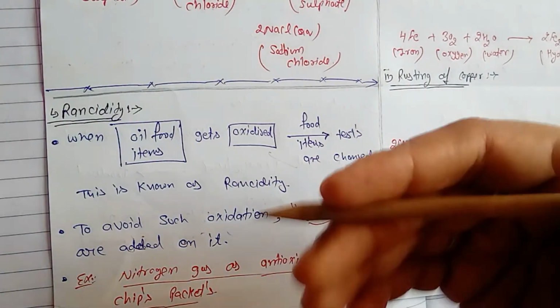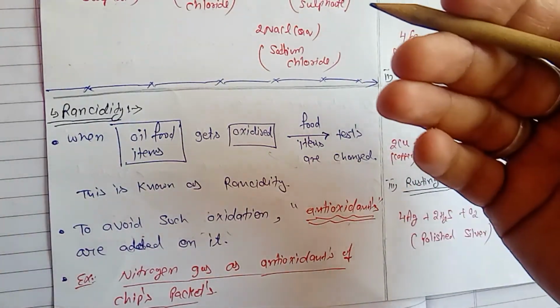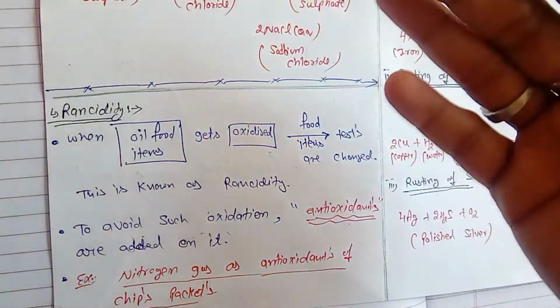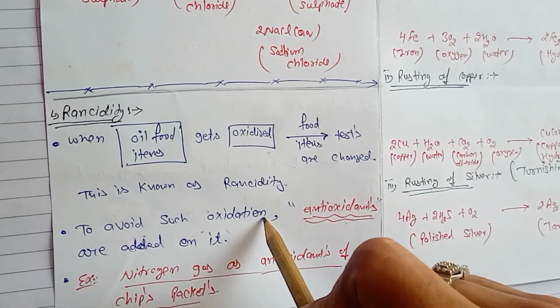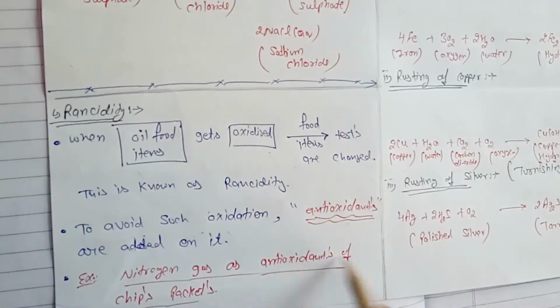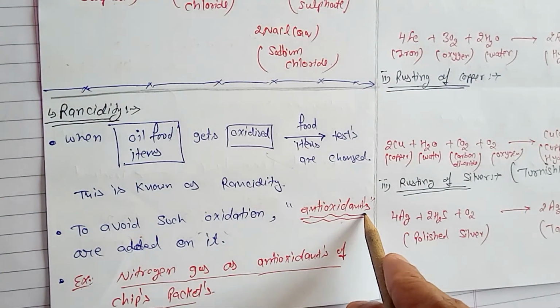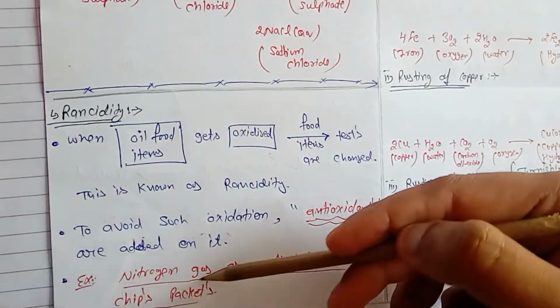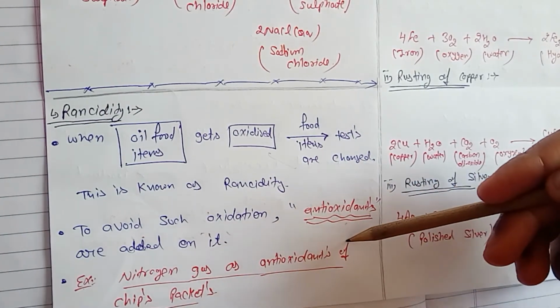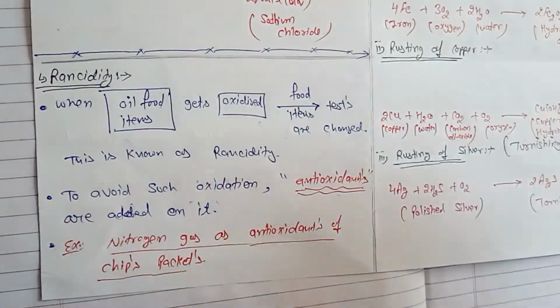Now how do we avoid this rancidity reaction? To avoid such oxidation reactions, we add some antioxidants in the food items. For example, nitrogen gas is used as an antioxidant in chips packets.